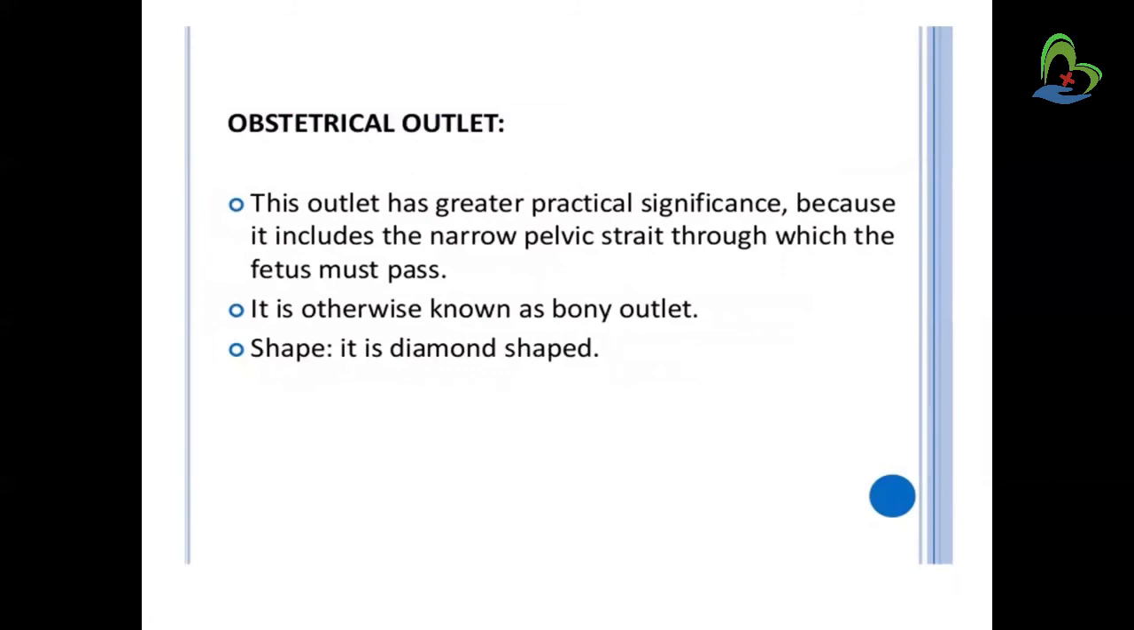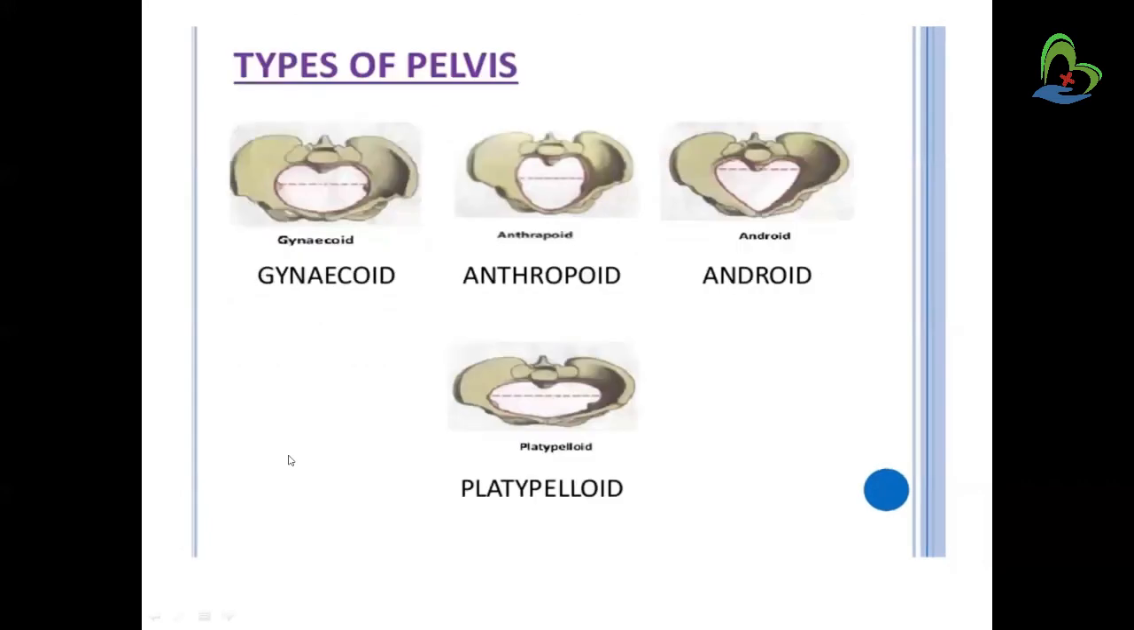This is the obstetrical outlet. This outlet has greater practical significance because it includes a very narrow pelvic strait through which the fetus or the baby must pass. It is otherwise known as the bony outlet also, and the shape of this outlet is a diamond shape.